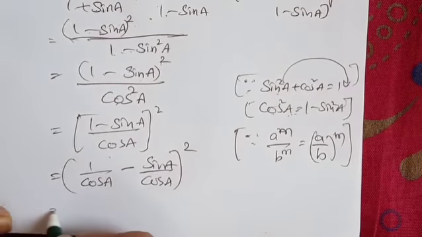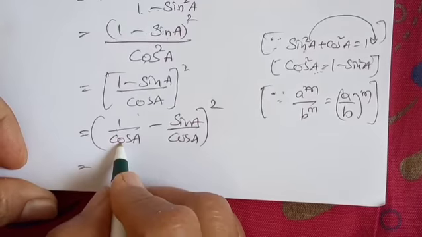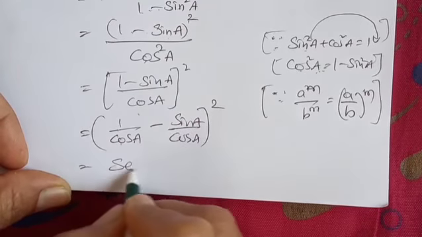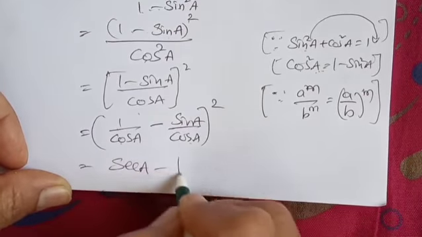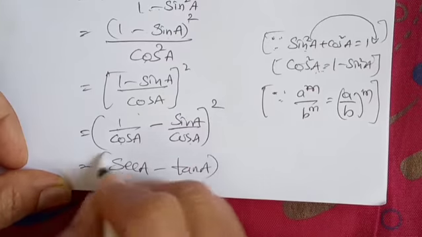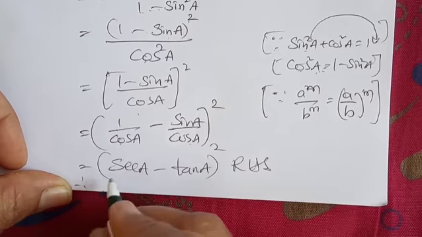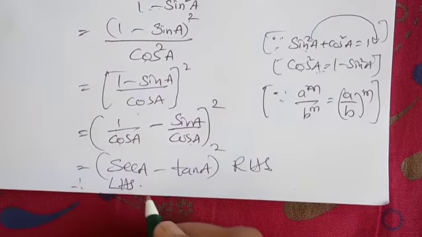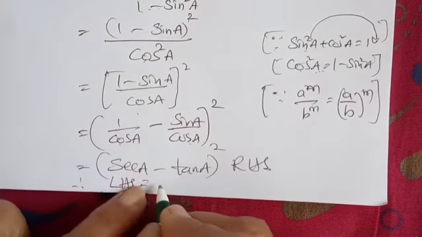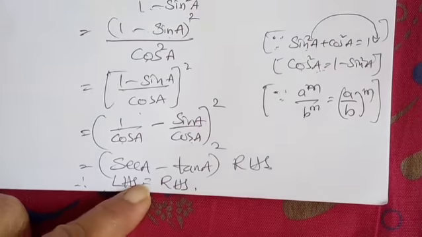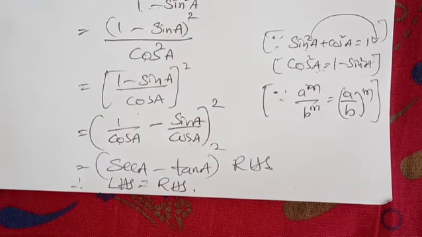Okay. Now what is this? 1 by cos is what? Sec A. Sin by cos is what? Tan A whole square. This is what? RHS. Therefore, LHS equal to RHS. Okay, children?